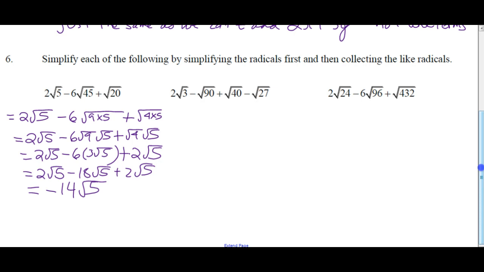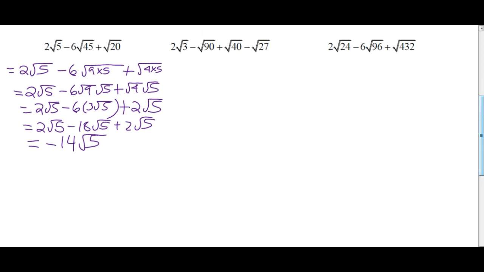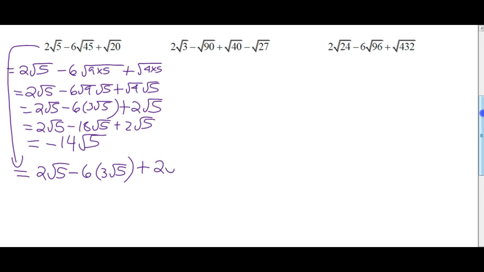Okay, so what do you have to show? Or what could you show? So you could do this, right? So I got 2 root 5 minus 6, and you might say root 45 is 3 root 5. Plus, and you would say that root 20 is 2 root 5. And then you can go to this line, which is the second last line. And then you go to the last line.